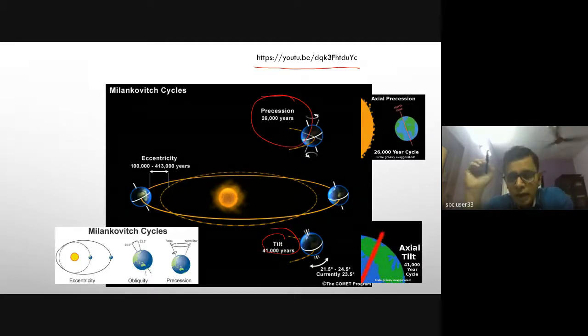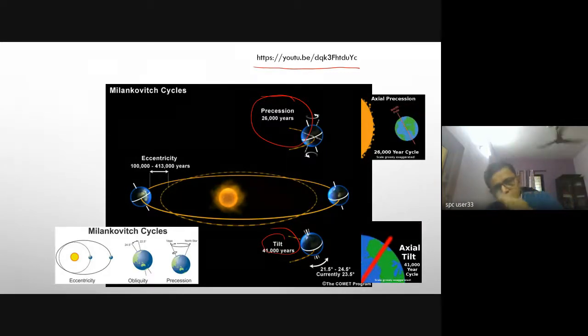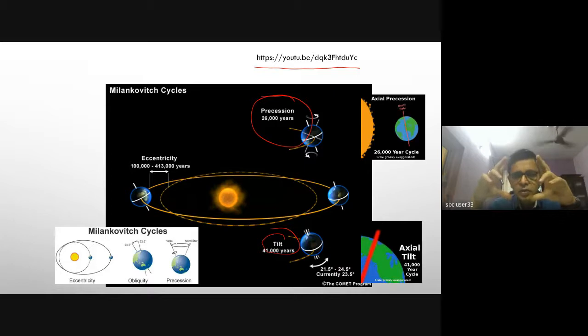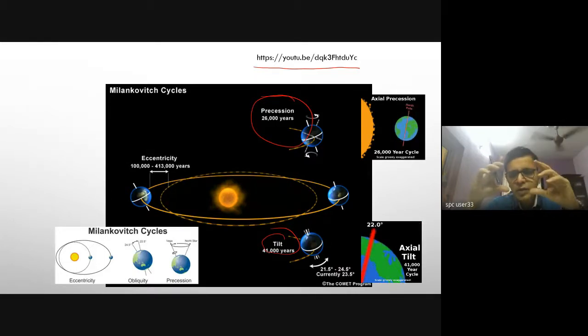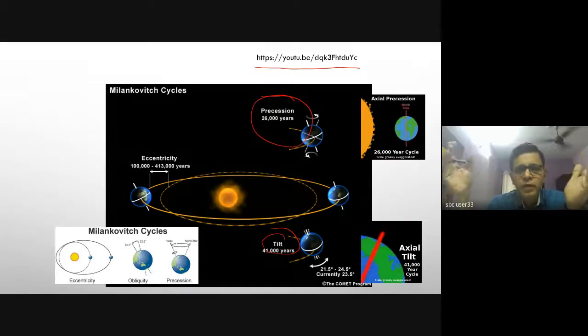The geographical aspects of these would be that as far as the axial tilt is concerned, the more the tilt, the larger are the tropical regions. That means the distance between the Tropic of Cancer and Capricorn is going to increase, and the lesser the tilt, the distance between the Tropic of Cancer and Tropic of Capricorn is going to decrease. When it decreases, you're going to have a colder earth. When it increases, you're going to have a warmer earth.